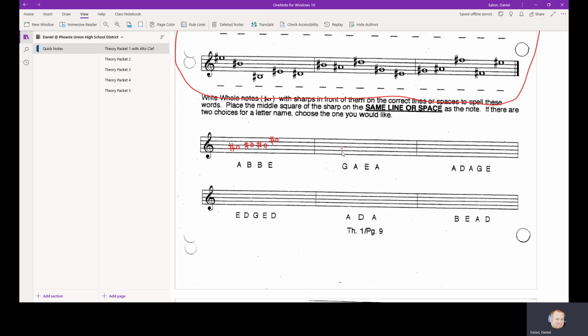Let me do one more example. Here's my G. Okay, try that again. There we go. As you can see, trying to draw stuff with a mouse is not the easiest thing in the world to do.